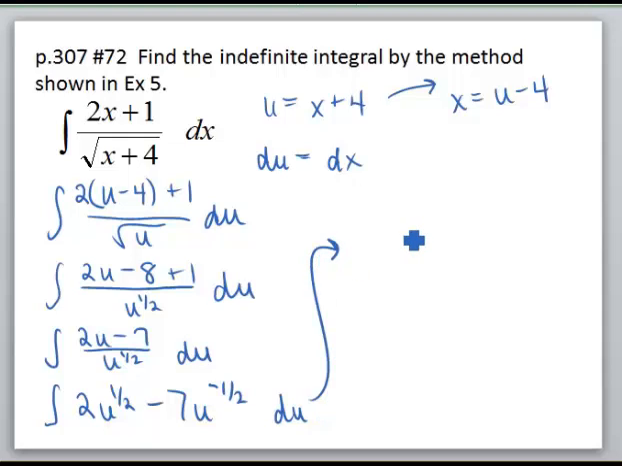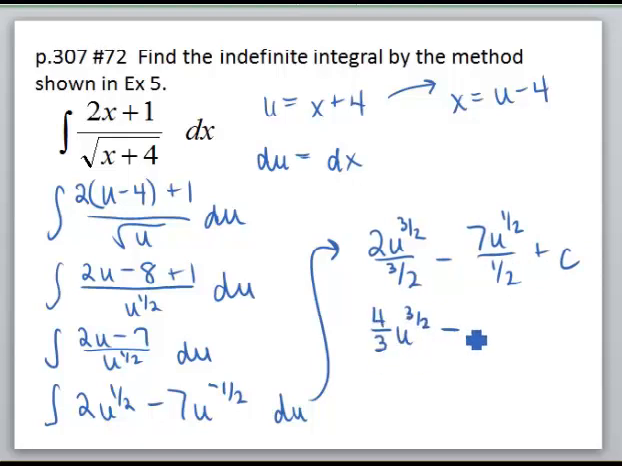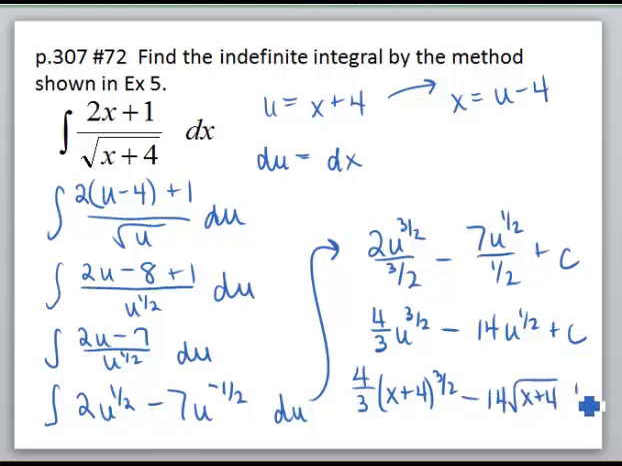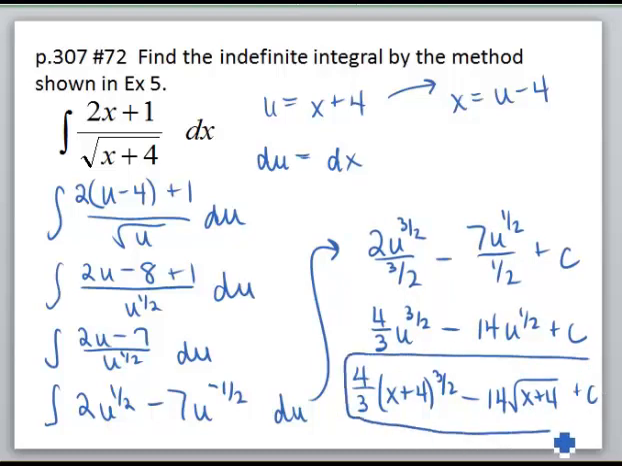So I'll come back up here to go ahead and integrate this. So I'd have 2u to the 3/2 over 3/2 minus 7u to the 1/2 over 1/2 plus c. So that gives me 4/3 u to the 3/2 minus 14u to the 1/2 plus c. The last thing I'm going to do is substitute those x's back in. So I've got x plus 4 here, so to the 3/2 minus 14 square root of x plus 4 plus c. It's no longer a problem.